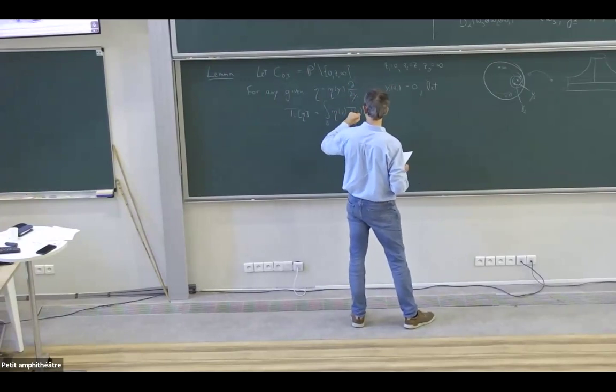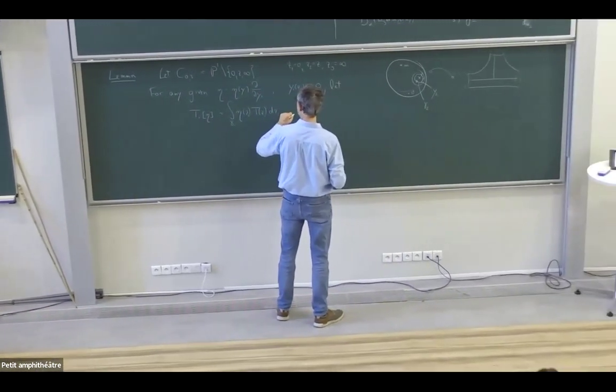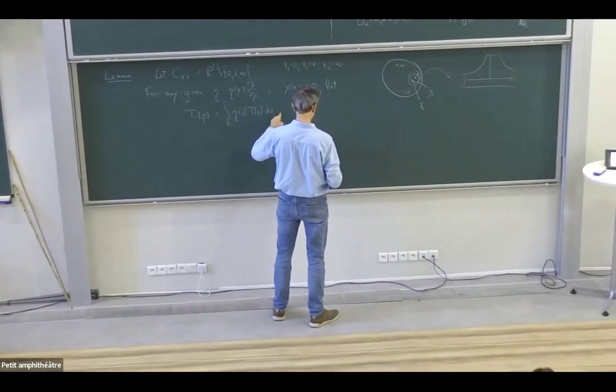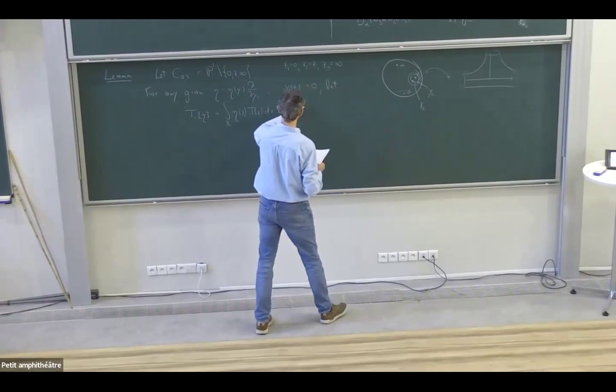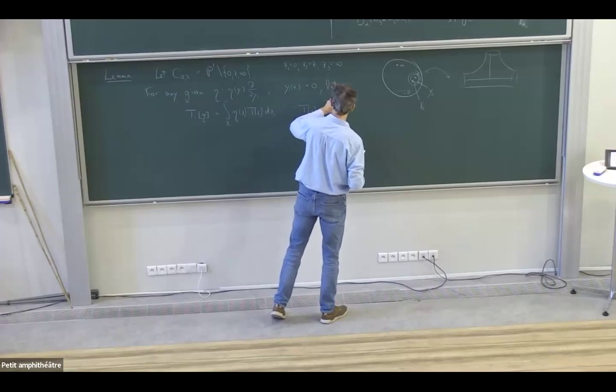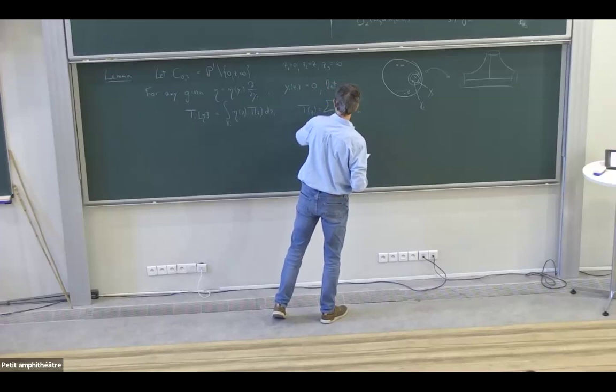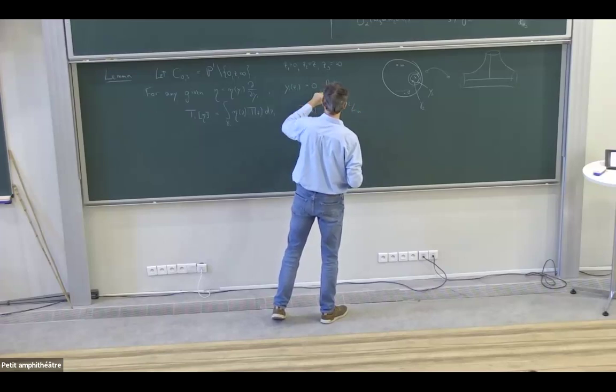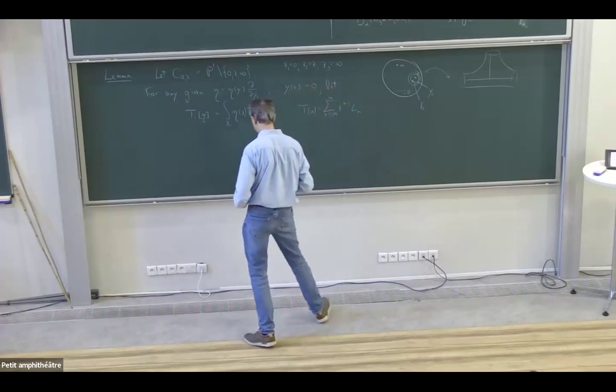Take here coordinates. That's what I introduce. It's just a definition. I should introduce the notation T of Z is the sum over n from minus infinity to infinity of Z to the minus n minus 2 Ln.